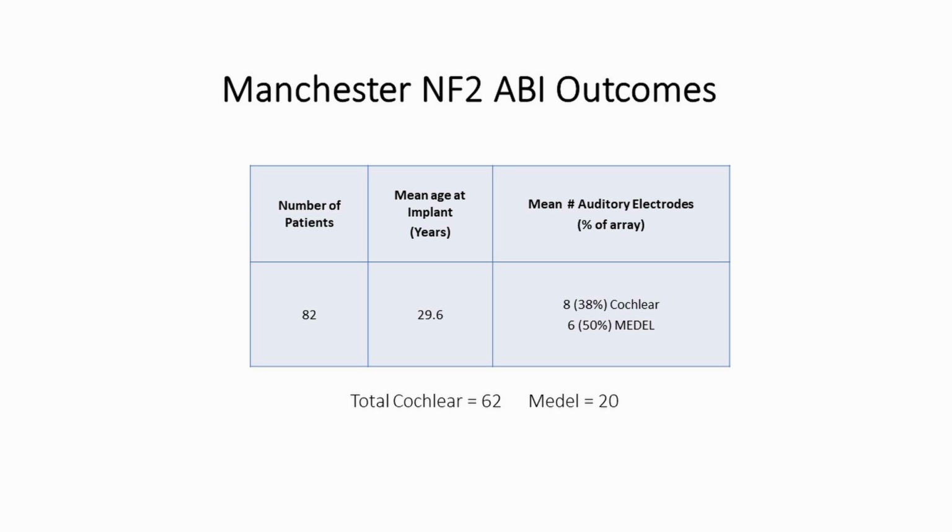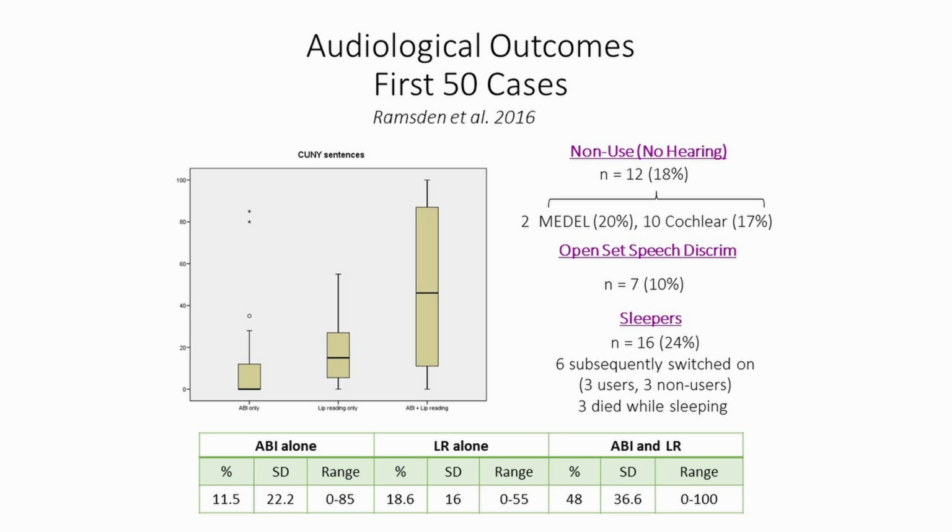Next slide. So that's cochlear implants, and these are the outcomes for brainstem implants. Next slide, please. We've done 82 ABIs in Manchester. We're one of two centres in the UK that do auditory brainstem implants. Next slide, please. And this is the crux of the results.